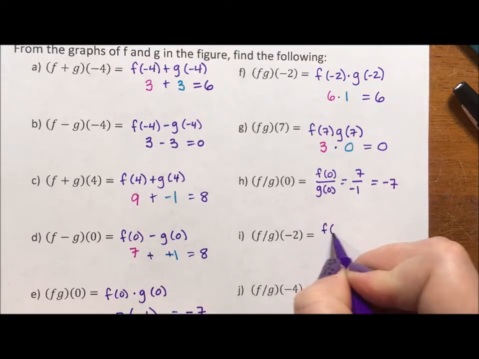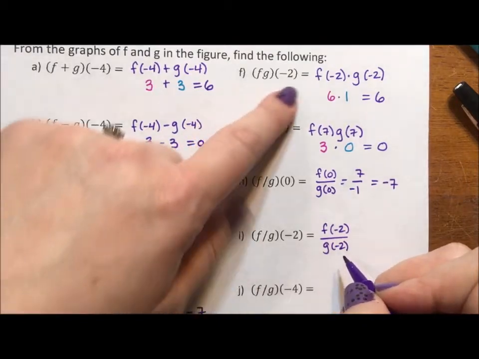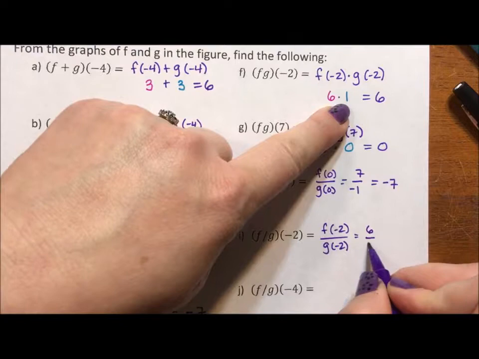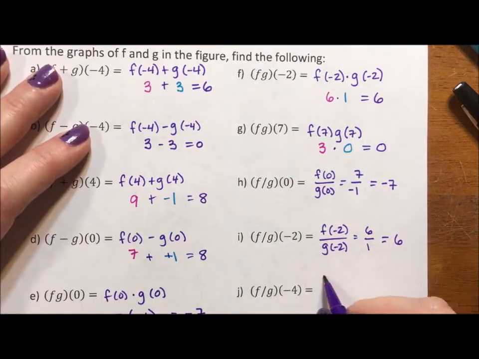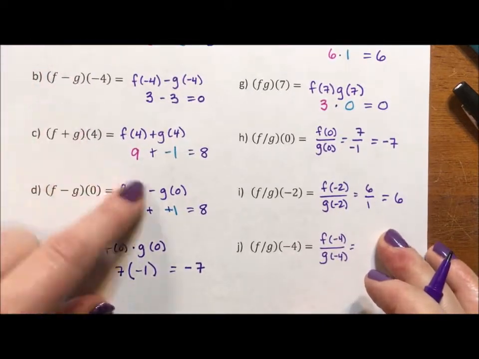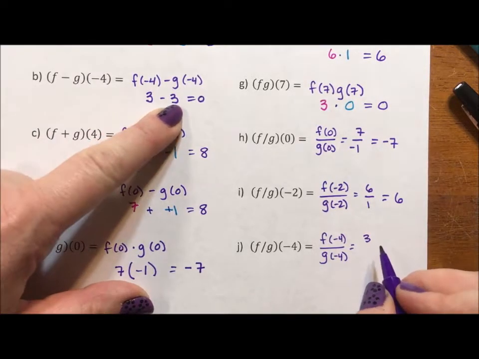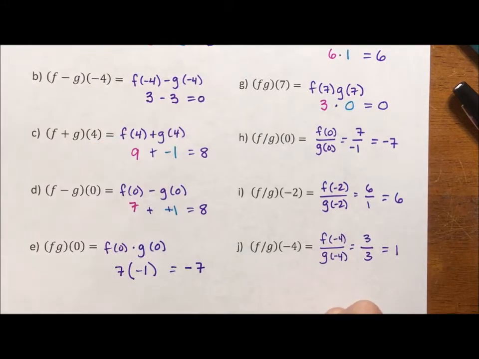Here we have f of negative 2 divided by g of negative 2. Well, f of negative 2 is right here, 6. G of negative 2 is right here at 1. And we have 6. And last, we have f of negative 4 divided by g of negative 4. Well, f of negative 4 was right here, 3. G of negative 4 is right here, 3. And this is going to equal 1.